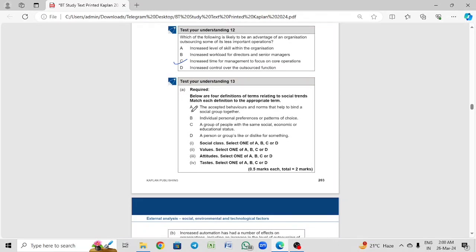Now B, individual personal preferences or patterns of choices. Okay, these are the tastes. The person's attitude, personal preferences. Personal preferences and the personal choices are the tastes. A group of people with same social, economic or educational status, so it is the social class. And the remaining, a person or group's likes or dislikes, are the attitude.